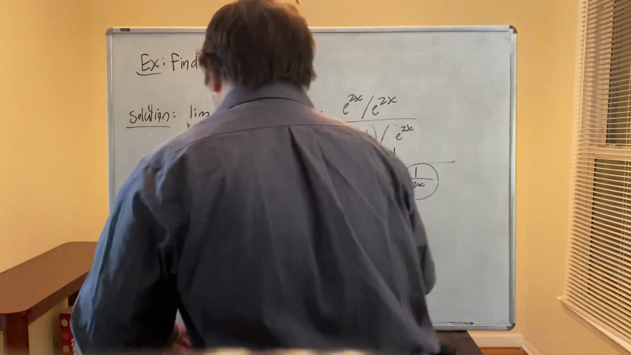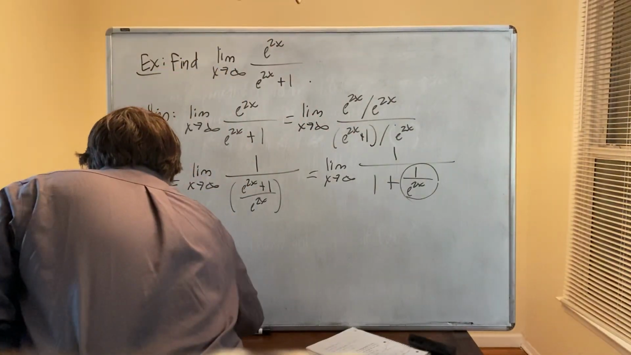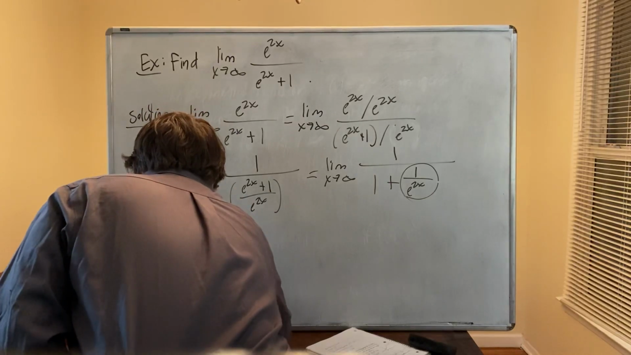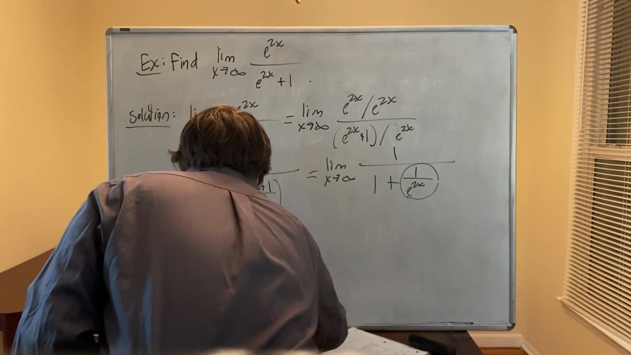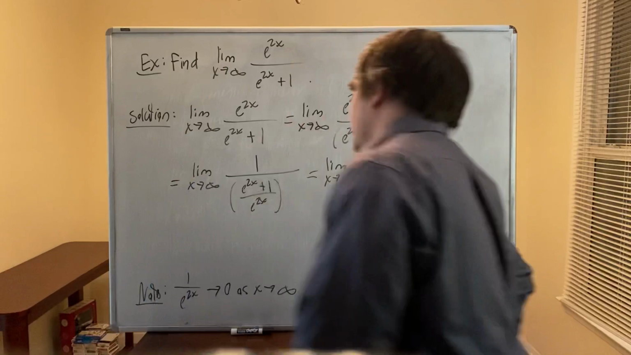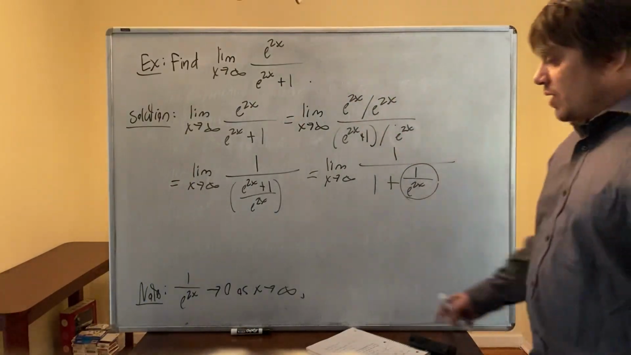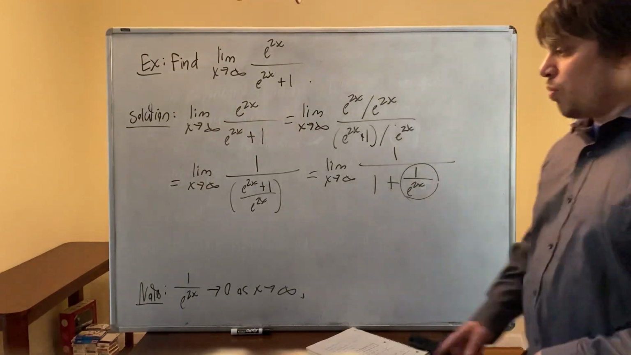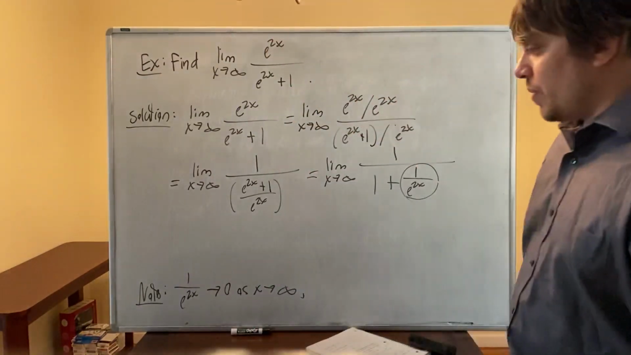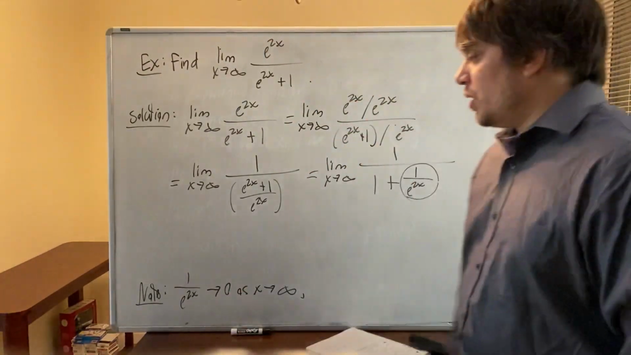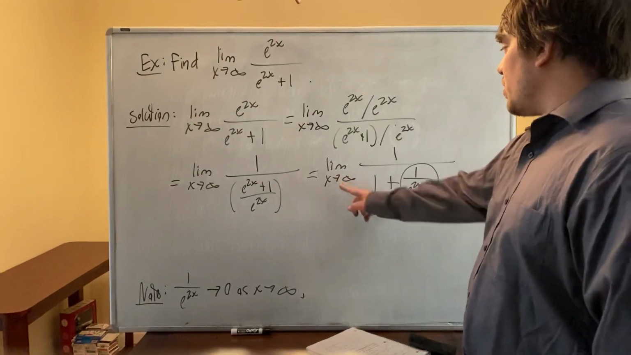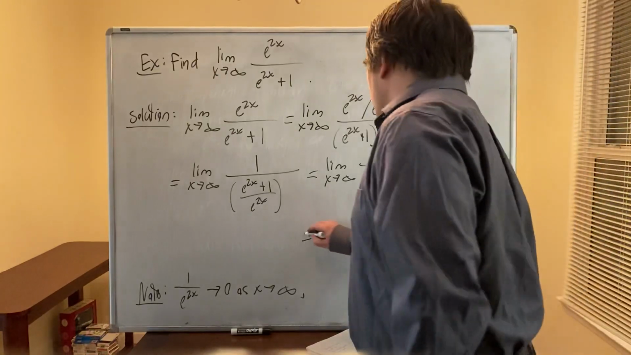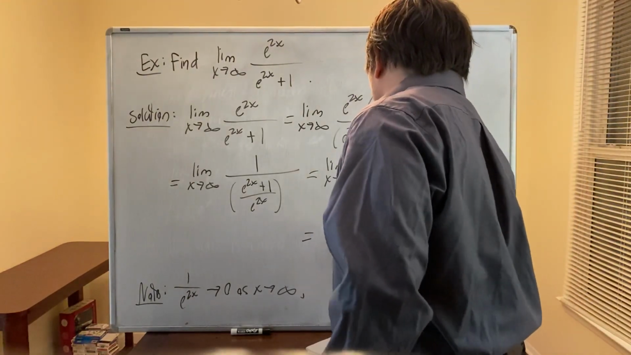But let's put a note here, right? 1 over e to the 2x approaches 0 as x approaches infinity. As x gets arbitrarily large, e to the 2x gets arbitrarily large. But it's 1 over an arbitrarily large number, and so that's tending to 0. So the limit as x approaches infinity of 1 over e to the 2x is 0. And so that means this is equal to 1 over 1 plus 0.